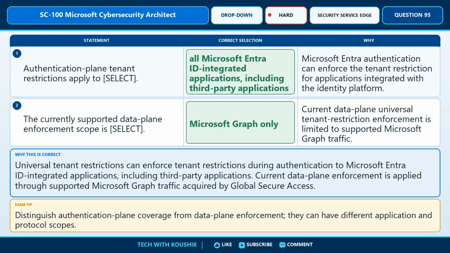For Statement 1, the correct selection is all Microsoft Entra ID integrated applications, including third-party applications. Microsoft Entra authentication can enforce the tenant restriction for applications integrated with the identity platform. For Statement 2, the correct selection is Microsoft Graph only. Current data plane universal tenant restriction enforcement is limited to supported Microsoft Graph traffic. Exam tip: distinguish authentication plane coverage from data plane enforcement. They can have different application and protocol scopes.